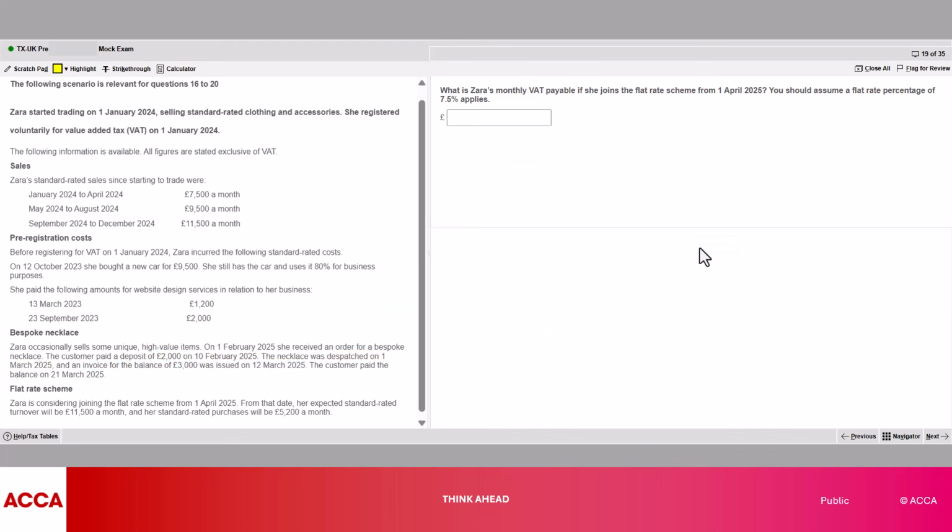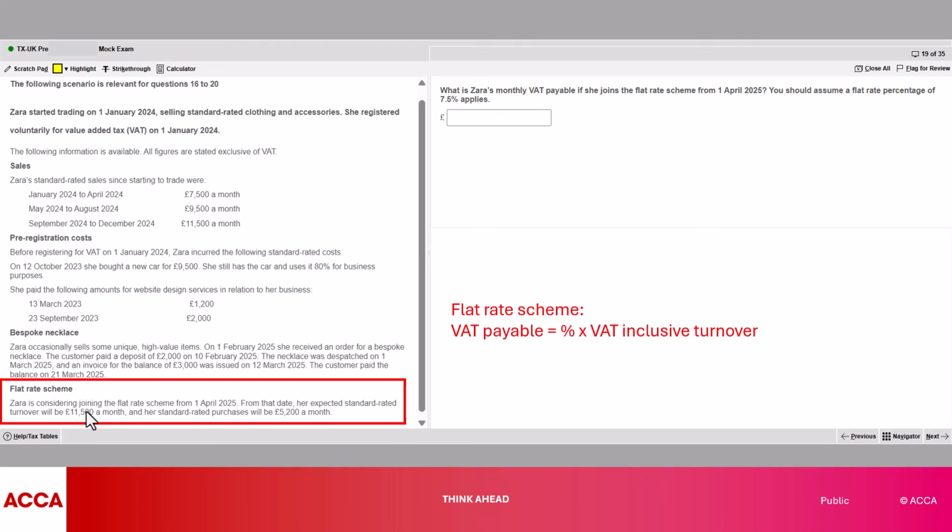Then we've got a question about the flat rate scheme for VAT. And this one is a fill-in-the-blank question. We have to work out Zara's monthly VAT payable if she joins the flat rate scheme, and we're given the flat rate percentage. And the flat rate scheme, we've got some details of Zara's turnover and her purchases. But for the flat rate scheme, the VAT payable is simply going to be the flat rate percentage multiplied by the VAT inclusive turnover.